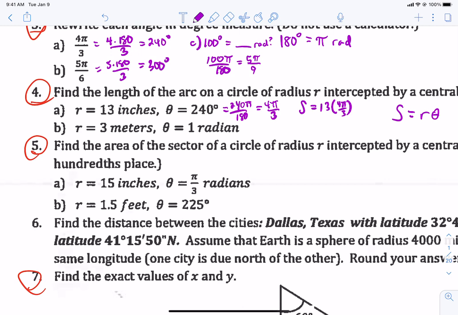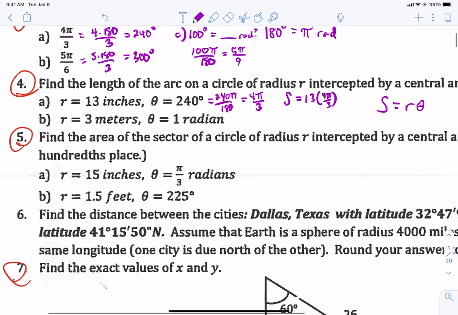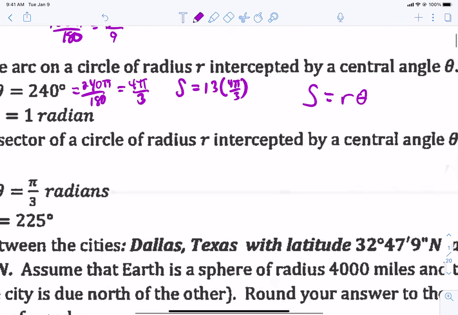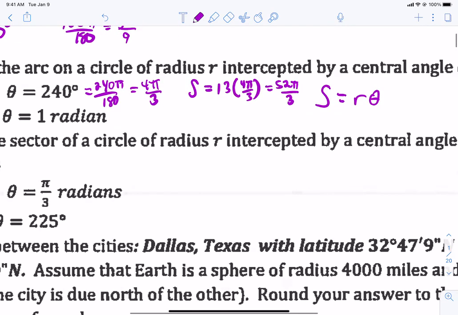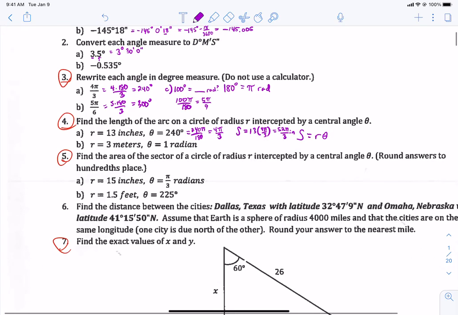Now, if your answer says exact length, you just leave the pi in the answer. 13 times 4 pi, divided by 3. So 13 times 4 is 52, so the exact answer is 52 pi over 3 inches, because our original was inches. So that would be your exact answer.